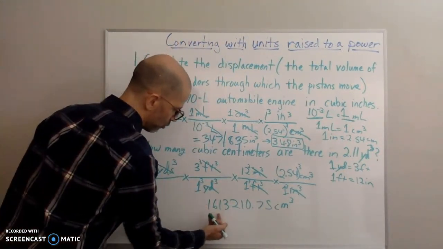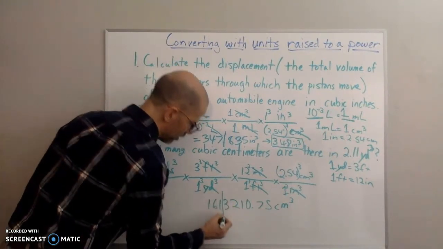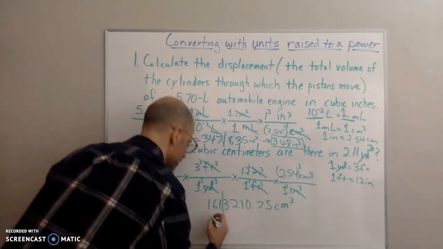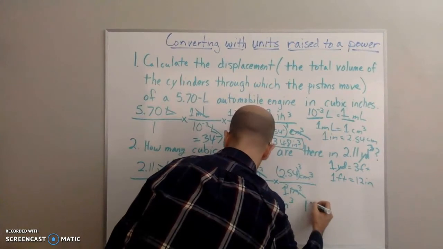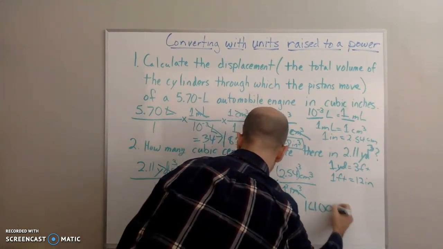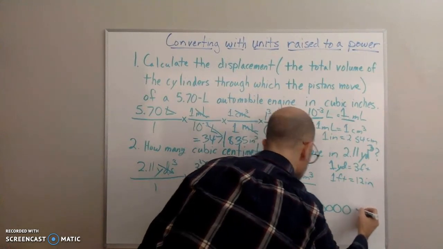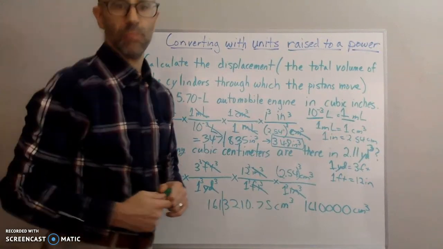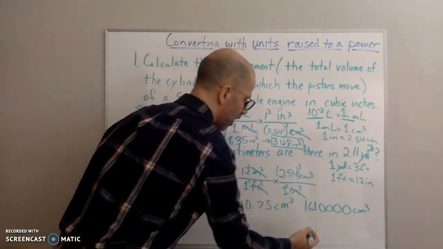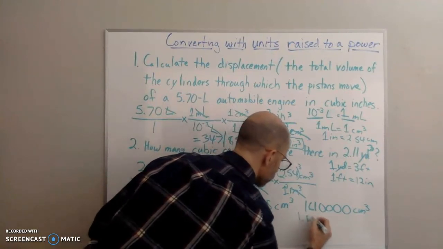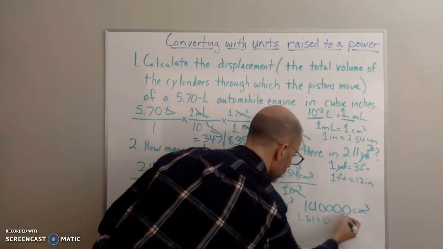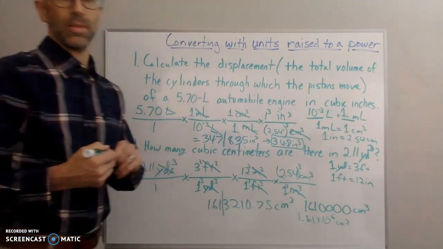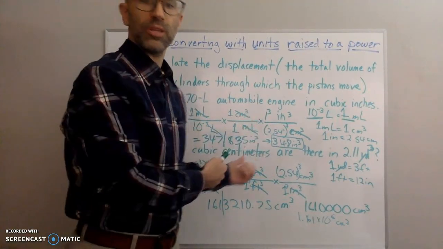So 1, 2, 3. So we got to cut it off here. So once again, you just replace everything with zeros. So this is going to become 1610000 centimeters cubed, and then that would be your answer. You can write this in scientific notation. So you could do 1.61 times 10 to the 6 centimeters cubed, like that. So 3 sig figs. I hope this was helpful.